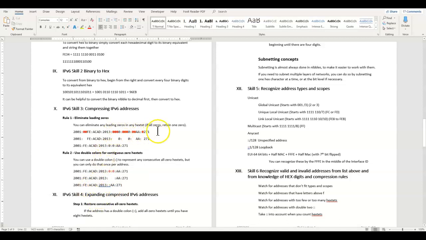So that's it for compression. Fairly simple. Just 2 rules: eliminate leading zeros, and then take the longest set of double zeros or double hextets with zeros and put a double colon in its place.